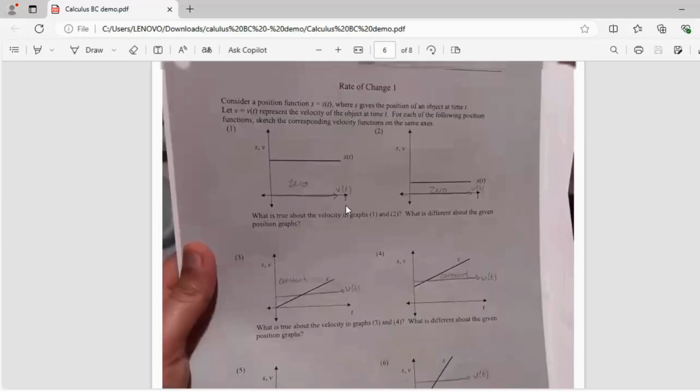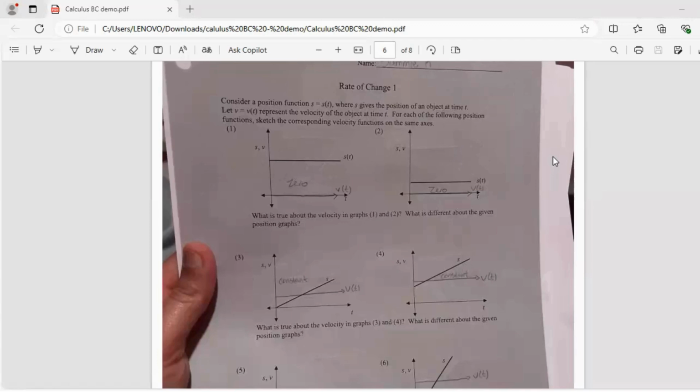Rate of change ones. Okay, fine. So what exactly do you mean by rate of change? So basically they give you a position graph and they want you to graph the velocity of it.